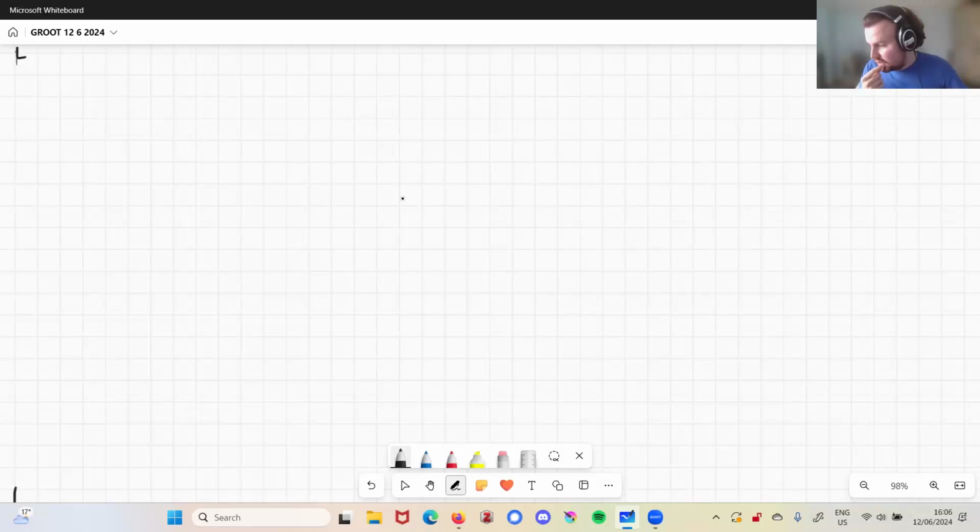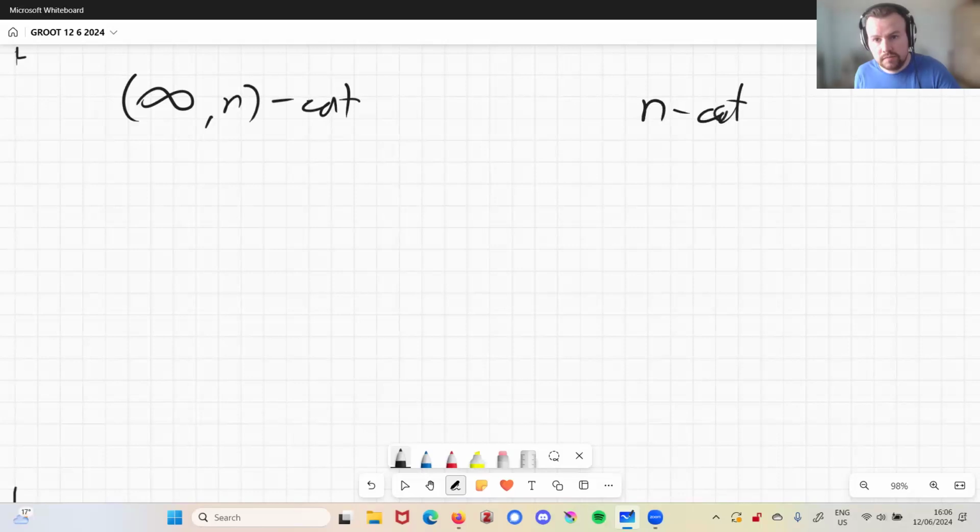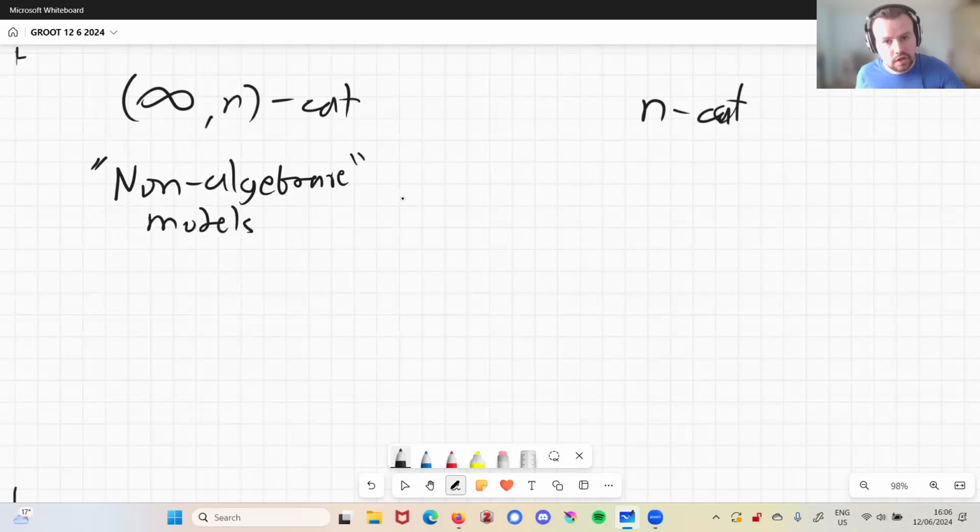will depend on what models I'm choosing. What kind of infinity n category am I starting with? And what kind of n category am I going to? Of course, we're going to choose the hardest possible case because that's where the most interest lies. We're going to pass from what I'm going to call, so we start with some notion of infinity n category, going to some notion of n category, and we're going to start with what I'm going to call non-algebraic models. And we're going to go to what I'll call algebraic models.